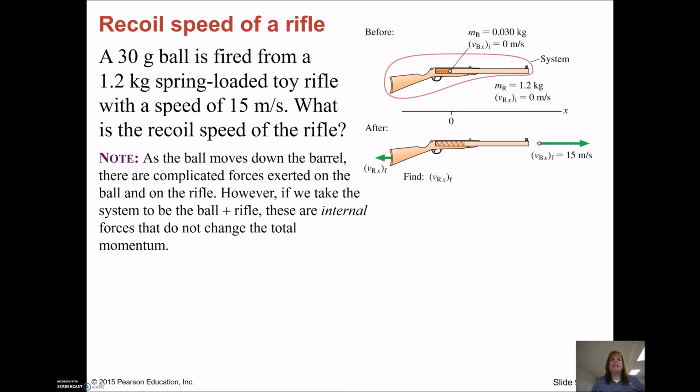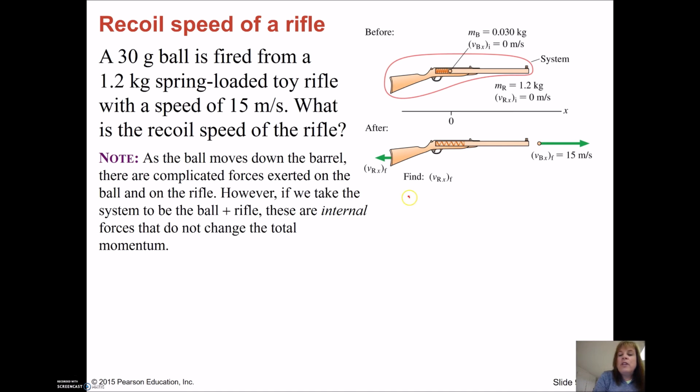Let's do one last example. I have a rifle. If you've ever shot a rifle before, you know that it has kickback. And it has to, because this is an explosion. The bullet goes forward, so it has a momentum forward, which means there has to be momentum backward. They have to cancel each other out, so the total momentum is zero. So what I want you to do is pause this video and see if you can solve this problem.